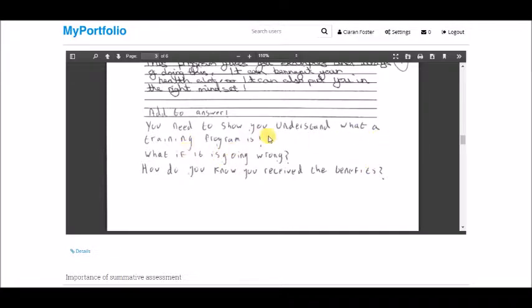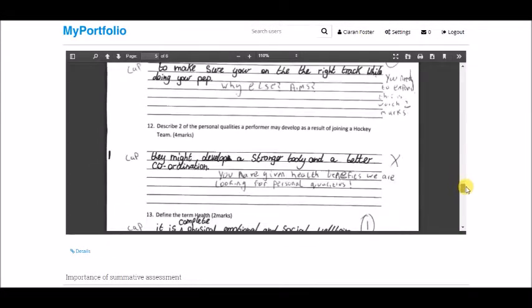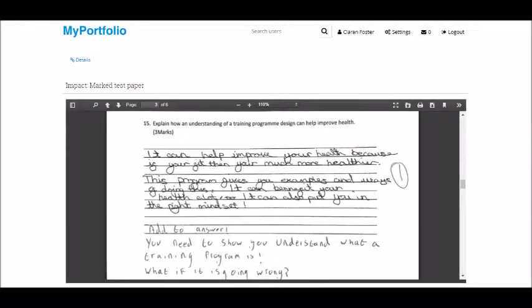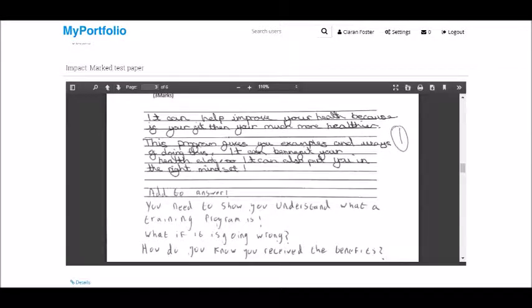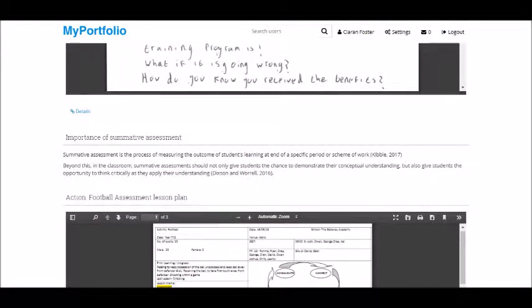They need to show they understand what training program it is, what if it's going wrong, and how you receive these benefits. It was just a matter of giving them comments and questions to answer, that initial feedback from the paper, to help them develop that understanding if it wasn't already there. At the start of our next practical lesson we gave 15 minutes to go through and correct their papers.